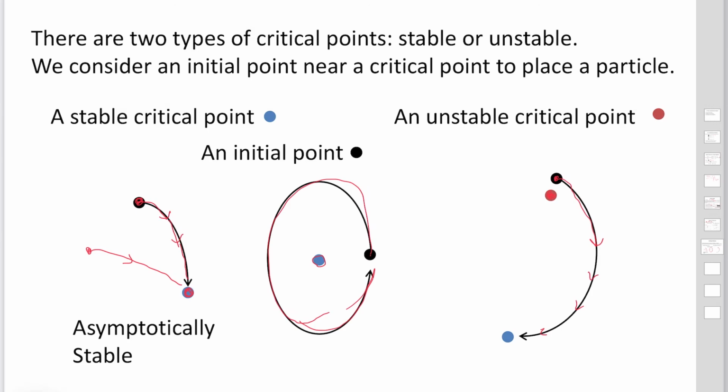In the next section, we are going to study the stability of a linear system, and we are going to find out whether a critical point is unstable or stable.